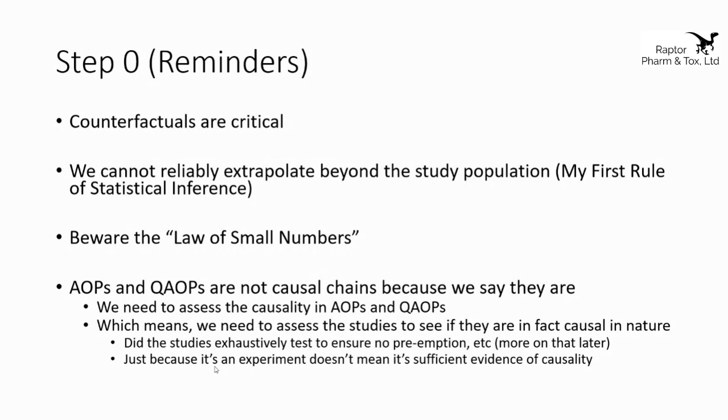And then lastly, this is something that a lot of people take for granted. AOPs and QAOPs are not actually causal chains. And they don't become causal chains just because we say they are. When I've gone through a lot of these AOPs in the AOP wiki, there's insufficient evidence to state that this is a causal chain. The reason is in large part that we don't have good counterfactuals, but the even larger part is the fact that they aren't actually testing in isolation the different things that they say are happening.